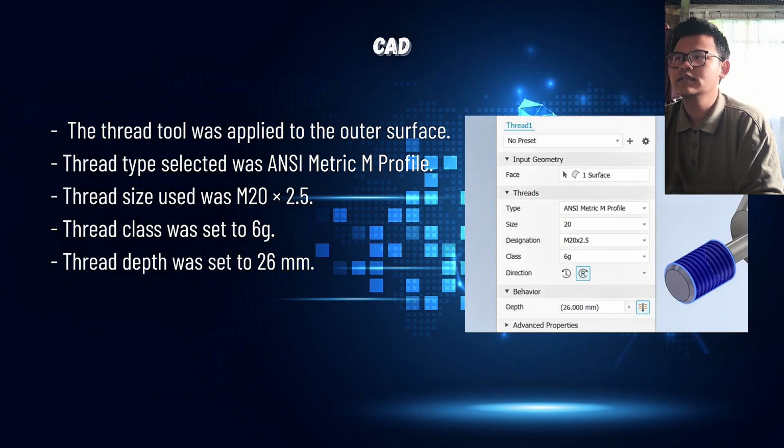Next is the thread tool, which was applied to the outer surface. The thread type selected was ANSI metric M profile. The thread size used was M20 x 2.5. The thread class was set to 6G. The thread depth was set to 26 mm.